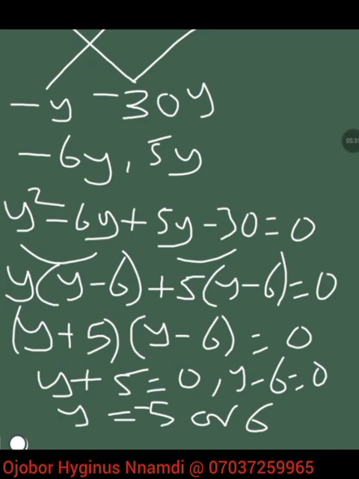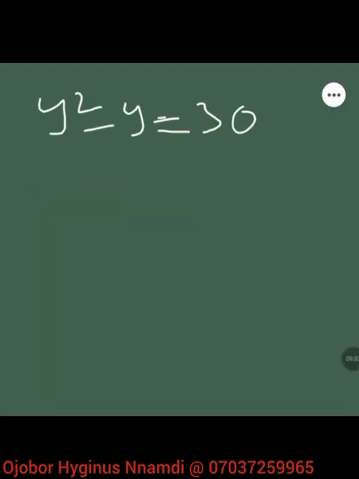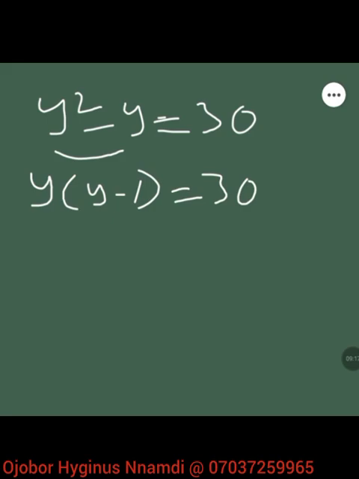But you see how long it took us to do this. So why don't we solve it this way? We can factor out a common factor of these two, which is y. If you factor y out here, you'll be left with y minus 1 equals 30. Then you can see that the difference between y and y minus 1 is just 1. Because if y is 5, 5 minus 1 will be 4. So we are going to split 30 into two factors whose difference is 1.